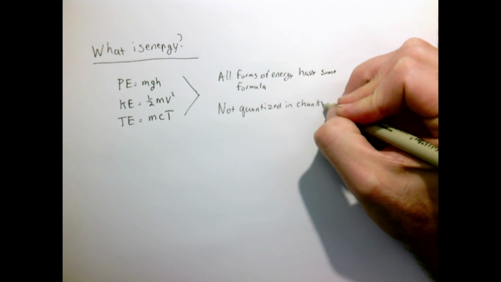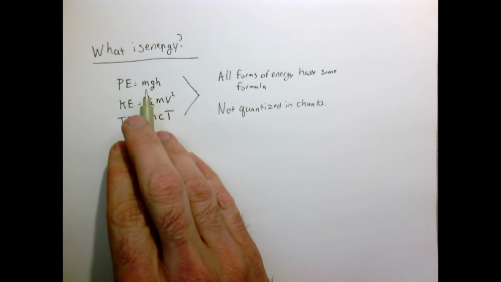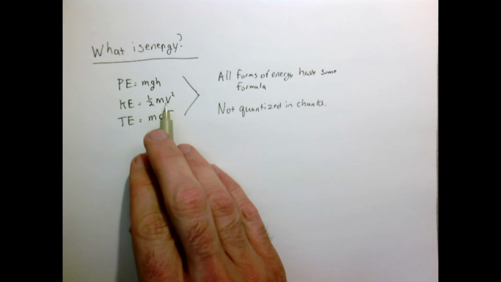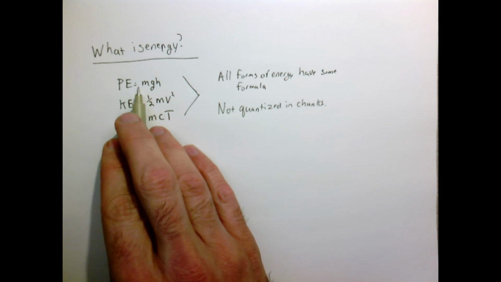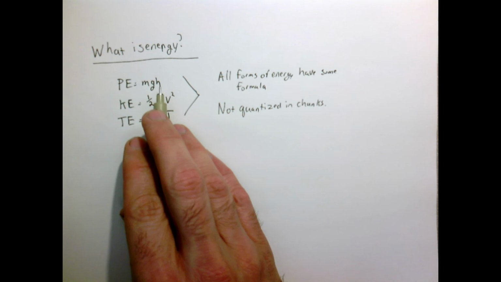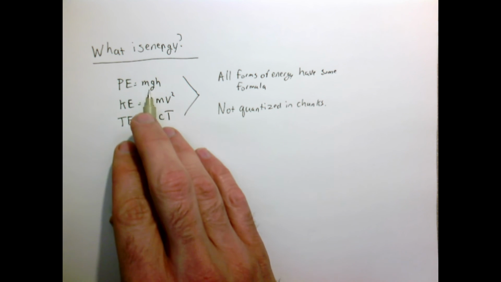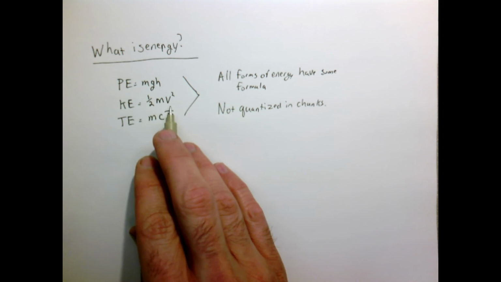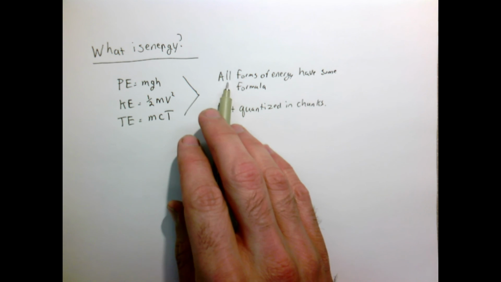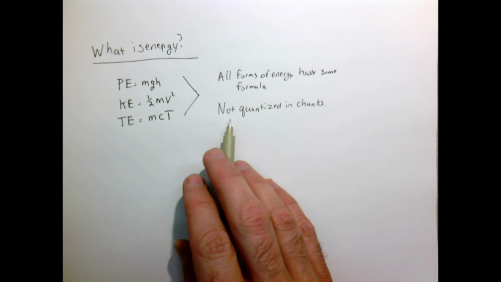You should also notice that it's not quantized in chunks, right? Because the height can be anything you want, g can be anything you want. Even if we talk about mass and subatomic particles, maybe they come in discrete amounts, but still the height can be any continuous number. So the energy is not quantized, and likewise the velocity can be anything. It's not like there's little bits. We have these formulas, things aren't chunked up.